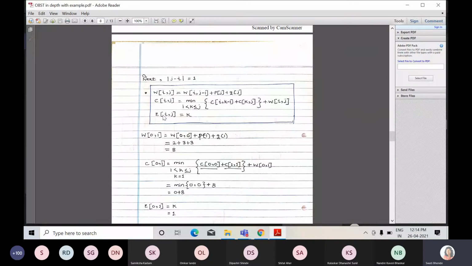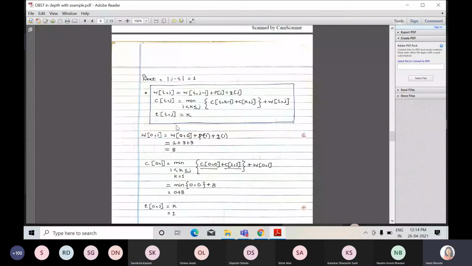So how to find W of ij? W of i comma j minus 1 plus P of j plus Q of j. This is how W of ij will be calculated in the next equations. And how to find C of ij? Many times we have repeated this formula. You need to choose the minimum by putting different values of k. And how to choose the value of k? The k value should be greater than i, but less than or equal to j. You need to find for which value of k the cost is minimum, take that value and add it with W of ij.